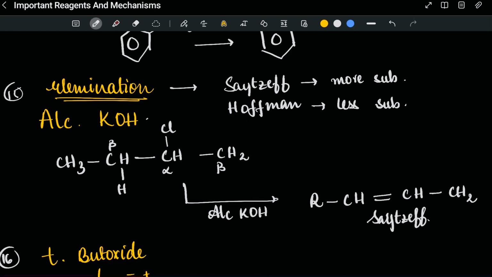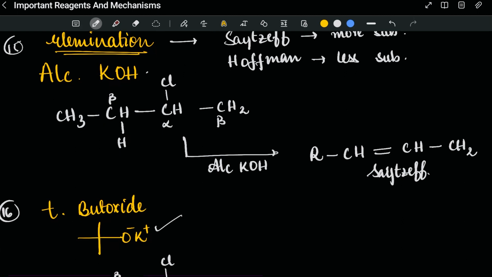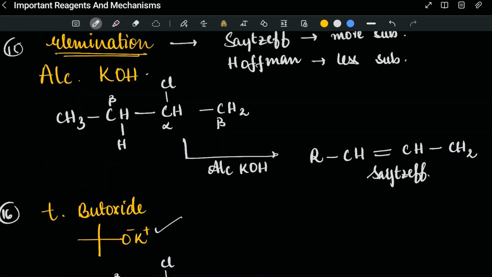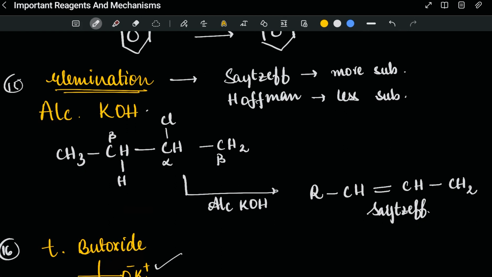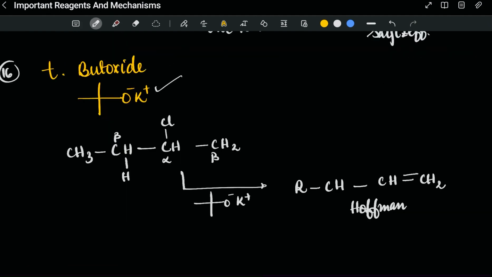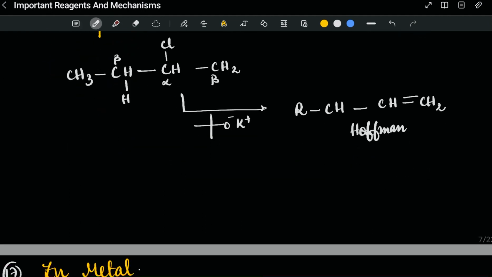So whenever we are using alcoholic KOH, the reagent we are discussing here, then Saytzeff product is formed. A normal, more substituted product is formed. But whenever we are using tertiary butoxide, this is tertiary butoxide, or a bulky agent, what will happen? Hofmann product is formed. That is a less substituted product. This you can see in beta elimination. So we will take the beta hydrogen, we'll remove the beta hydrogen, right? So whenever we are using tertiary butoxide or a bulky base, then Hofmann product is formed.